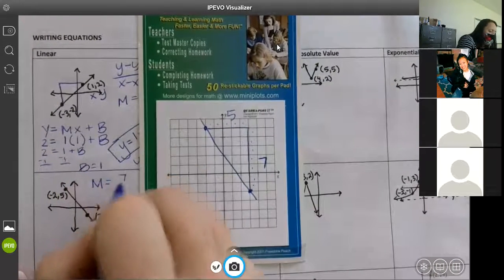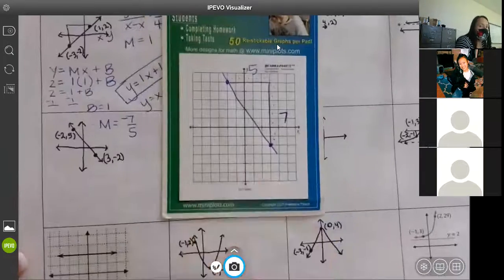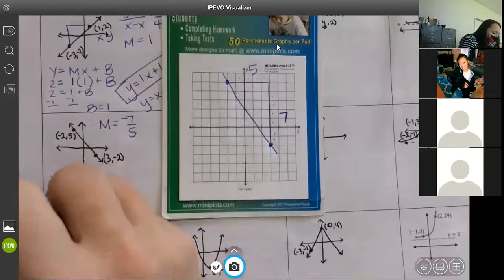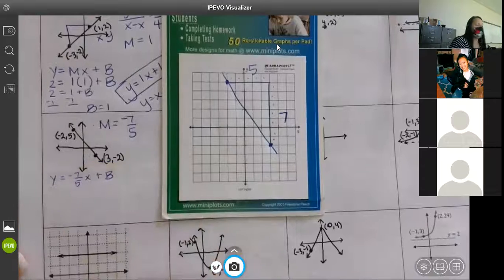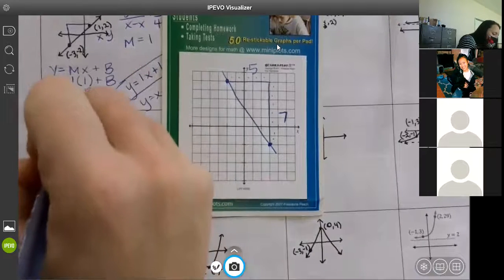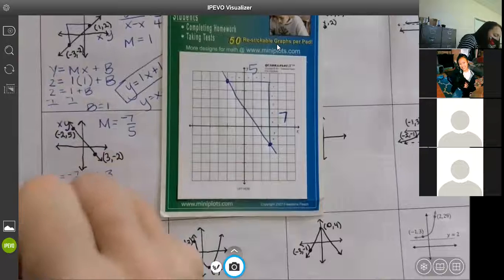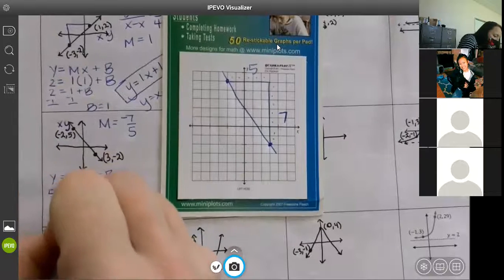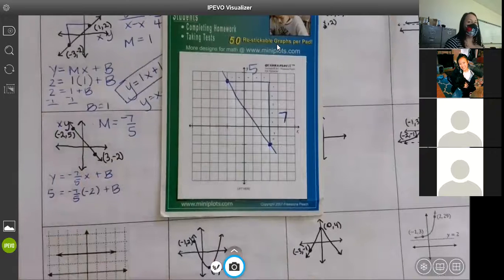But what do I know about this line? It's negative. So we have a -7/5. Right. So to start our equation, we got y equals -7/5 x plus b. Choose a coordinate. It doesn't matter which one. I'm going to choose this one up here. If you did the other one, it's going to come out the same way. It doesn't matter. So my y was a +5. My x was -2. And then plus b.